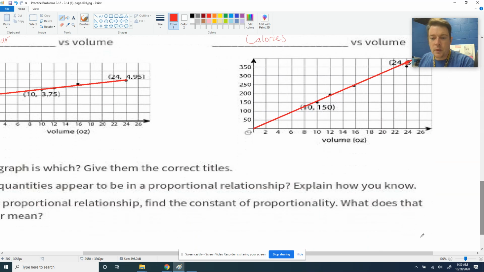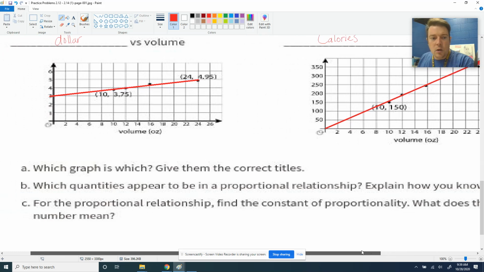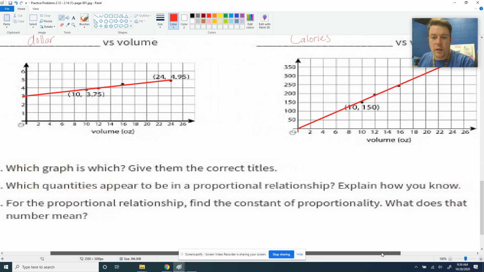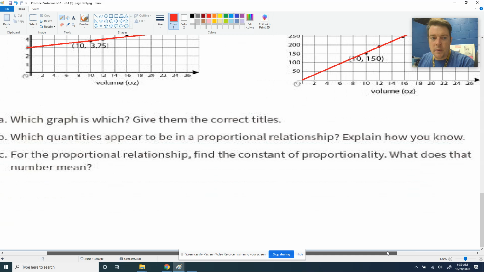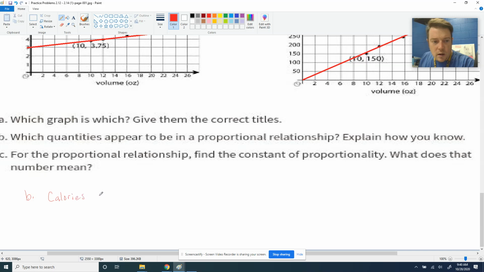So we've done that. And then part B says, which quantities appear to be in a proportional relationship? So it appears that the calories are. So I'm going to write my answer for that down here at the bottom for part B. Part B. Okay. I would say calories appear proportional.